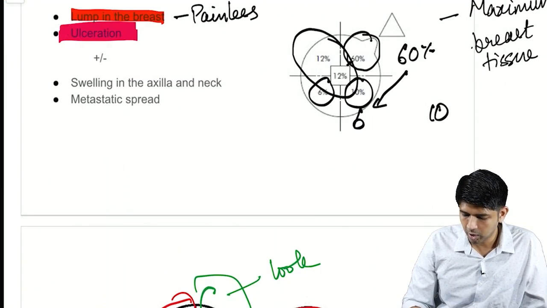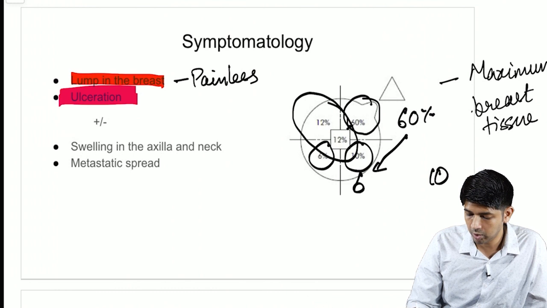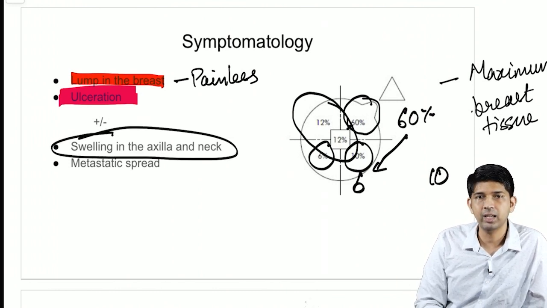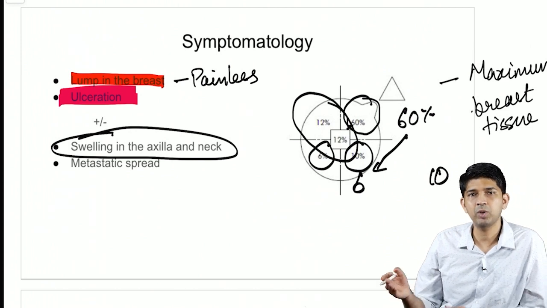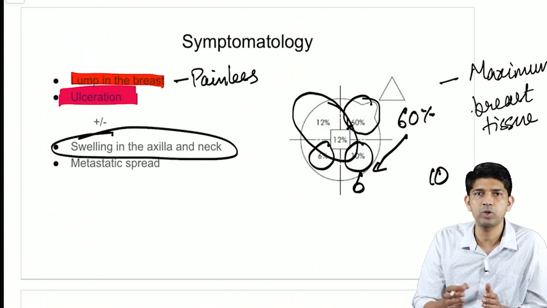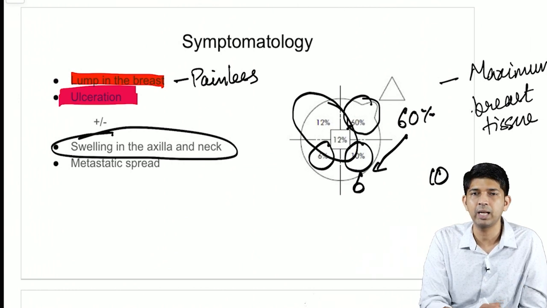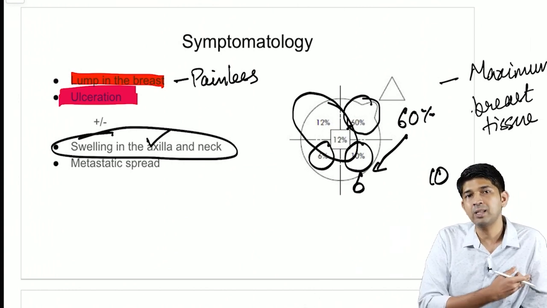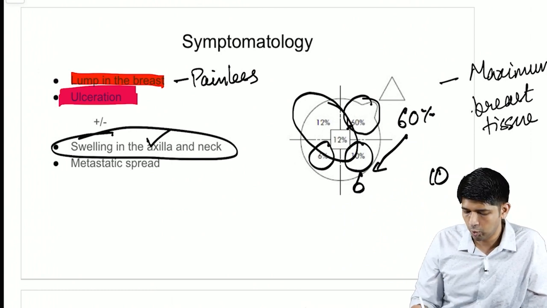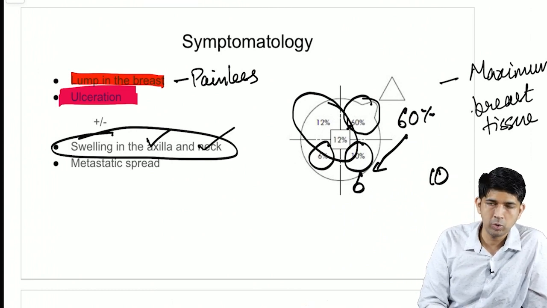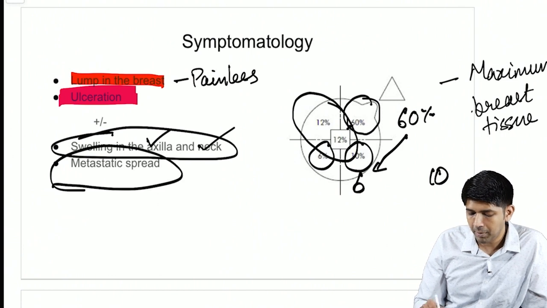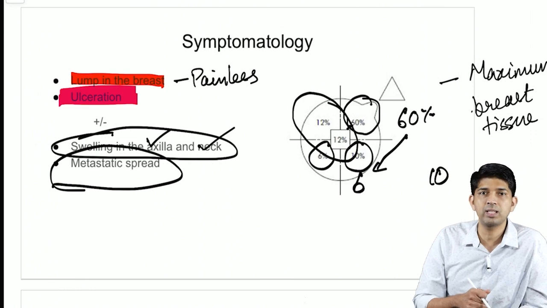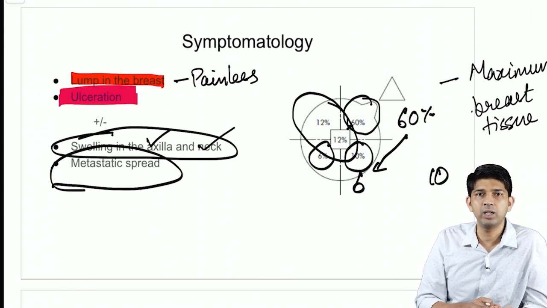Now the other symptomatology in CA breast that you need to know, or need to explain in your examination, is swelling in the axilla and the neck. Why will you have a swelling in the axilla? Because we just discussed in depth the axillary lymph nodes. So obviously carcinoma from here can spread there, and an enlarged lymph node can present as a swelling in the axilla. From the axilla it can go to the supra or infraclavicular group and you can have a swelling in the neck also. Then you need to know about the metastatic spread, as in spread from CA breast to other distant organs such as the bones, the lungs, the liver and the brain.